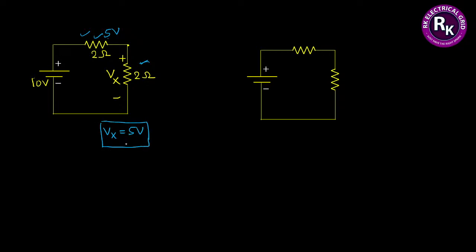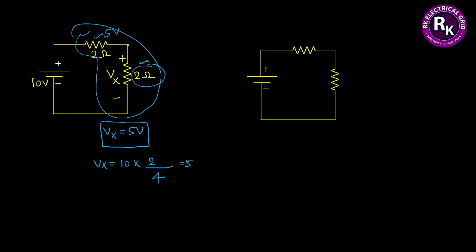Or else you can also apply the voltage division rule. Vx equals total supply voltage into 2 ohm resistor divided by the total load offered by the entire series network, the addition of total loads. It will also give you the same 5 volts. Okay sir, that I have understood.